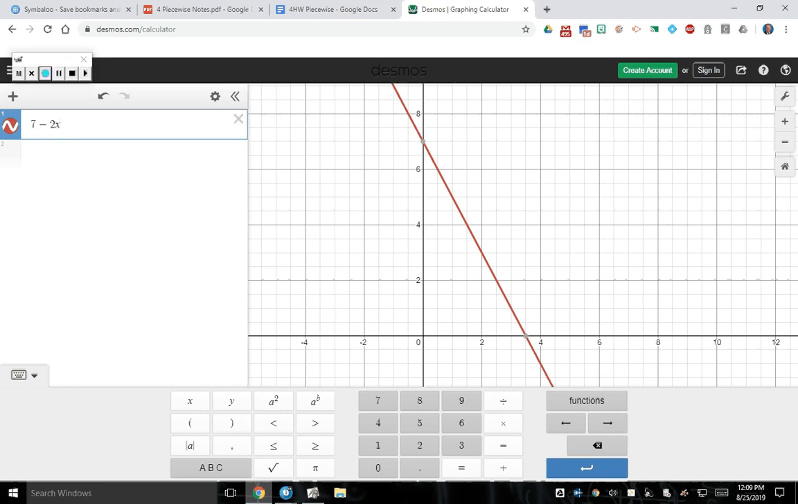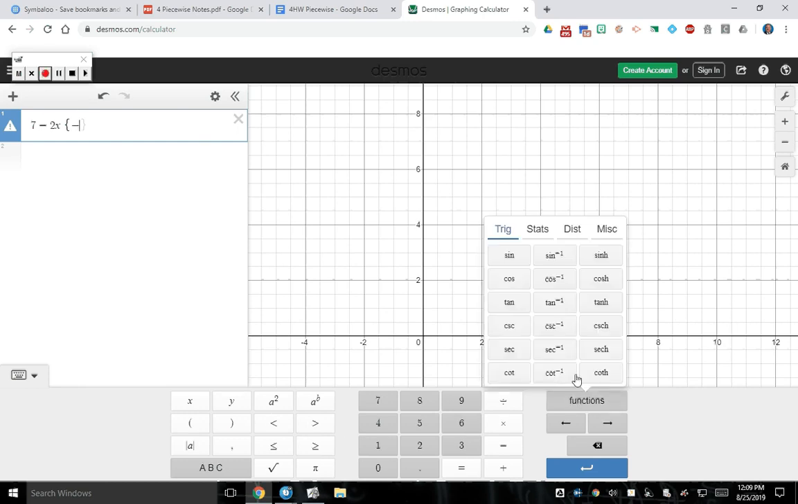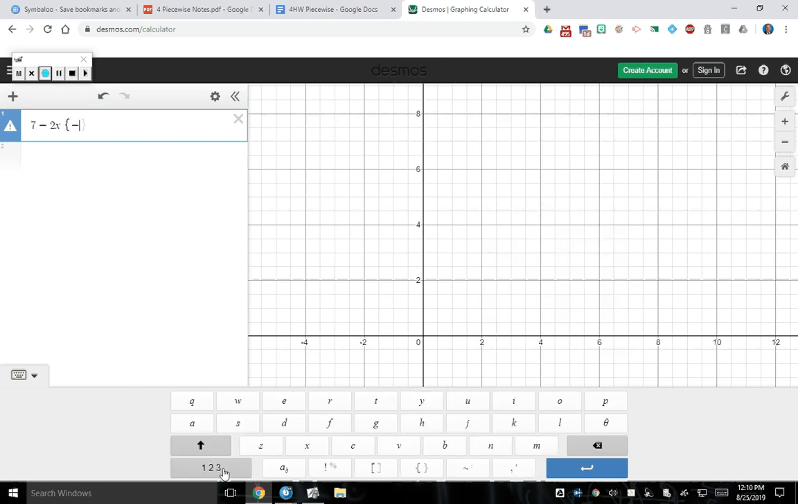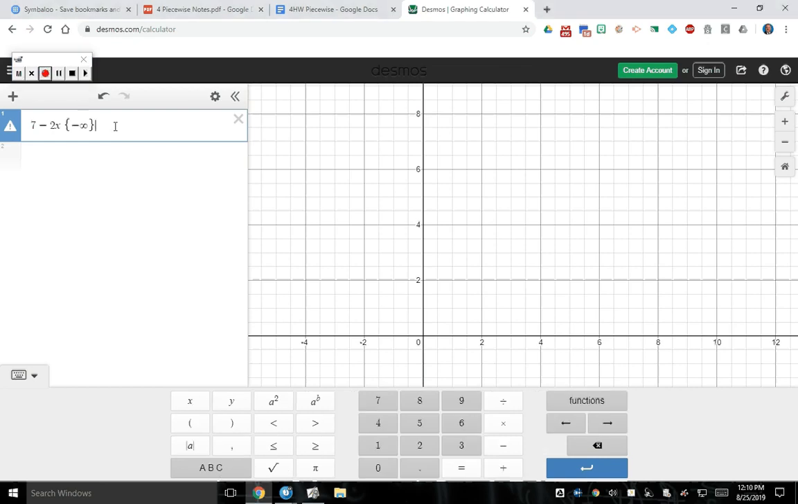Alright, so we're going to put in braces. So shift braces, and we're going to say from negative infinity. To get the infinity symbol, we're going to just put negative and then just type out infinity, and it will change it to an actual infinity symbol.